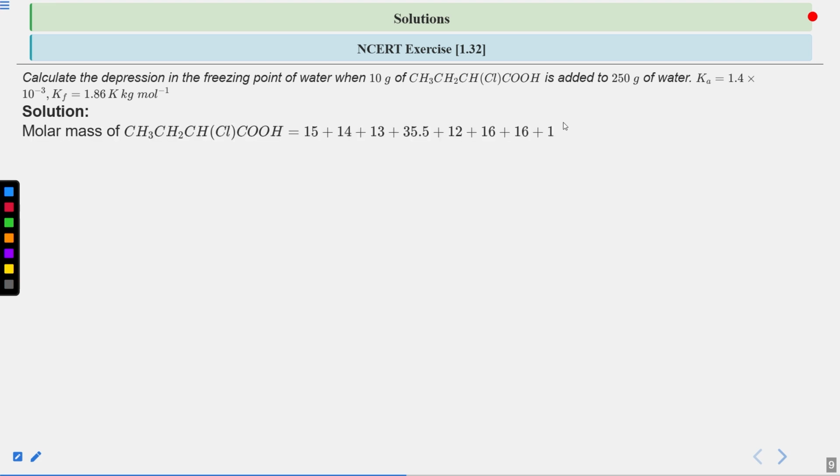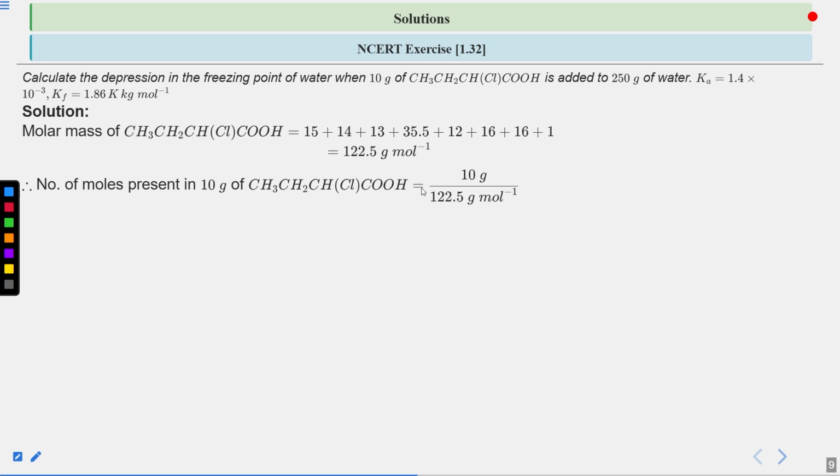First of all, we'll calculate the molar mass. It's very simple. You can just look over this calculation. It will be 122.5 gram per mole. So this will be the molar mass. Now the number of moles will be the given mass by molar mass. This value will come out to be 0.0816 mole.